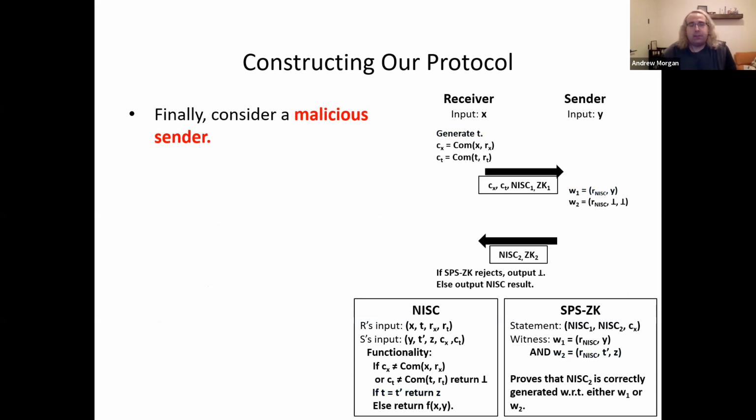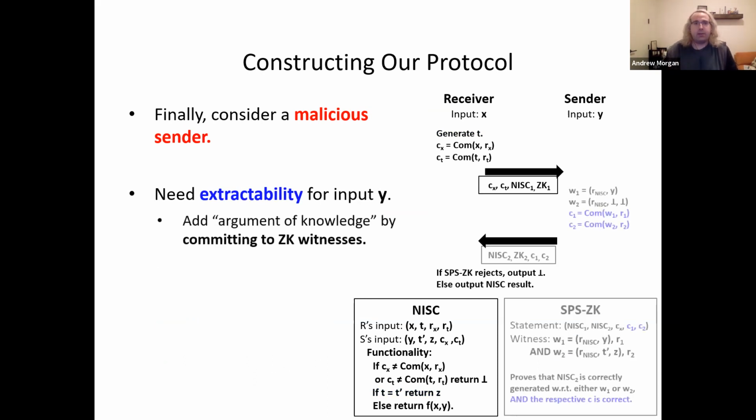In fact, we're almost done with the corrupted sender case as well, since we already added a zero knowledge argument to verify the sender's message. There's one thing that remains, which is to provide a commitment to the sender's input Y so that we get the same extractability property as we added earlier for the receiver's input X. And to do this, we augment the zero knowledge argument by adding commitments to the respective witnesses for each track. And we additionally prove that those commitments are valid.